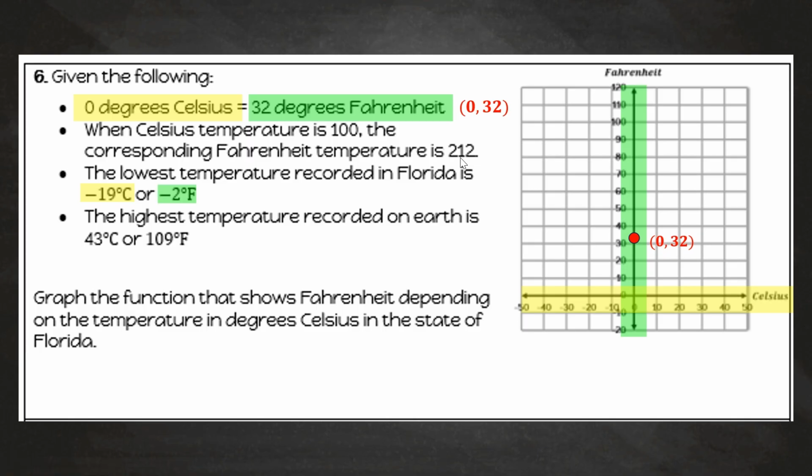That one's a little bit more difficult to graph on this graph, so we're going to go ahead and go to the lowest temperature recorded in Florida, which is negative 19 degrees. So again, we have another ordered pair, negative 19 and negative 2. Negative 19 is our X, negative 2 is our Y. It should be right around here.